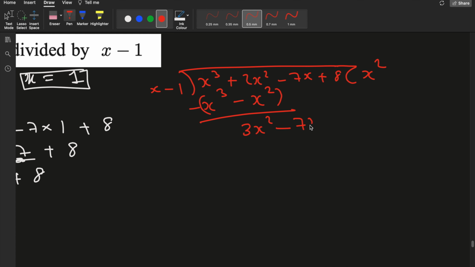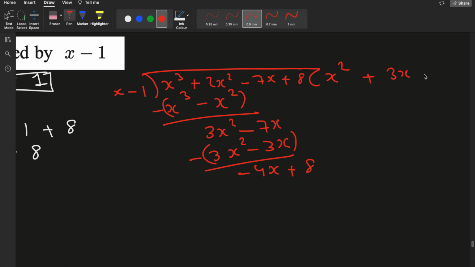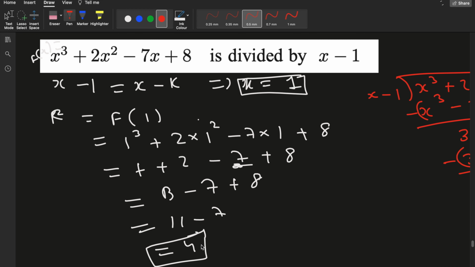Let's bring down the 7x. So this is going to be plus 3x. So 3x squared minus 3x. Let's subtract this. We get minus 4x, bring down the 8. This would be minus 4. So minus 4x plus 4. When we subtract this, we get 4. So the remainder is indeed 4, and that's what we got here also.